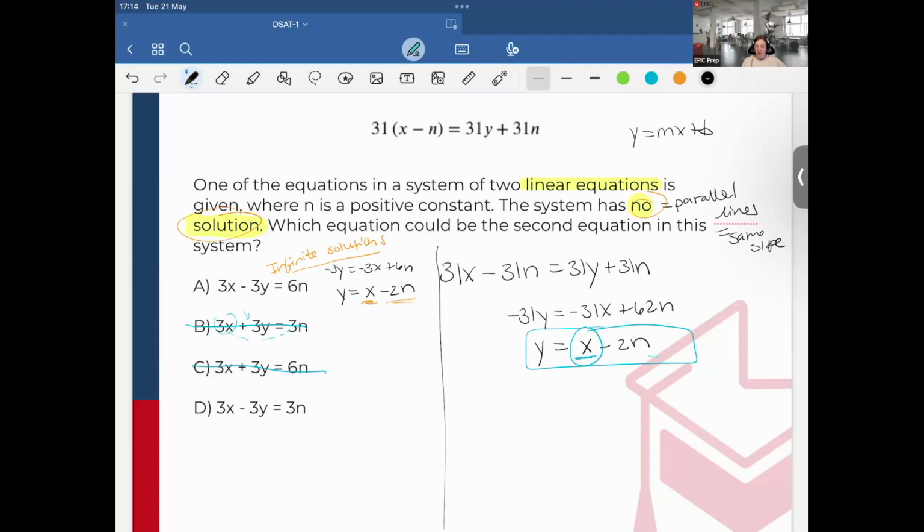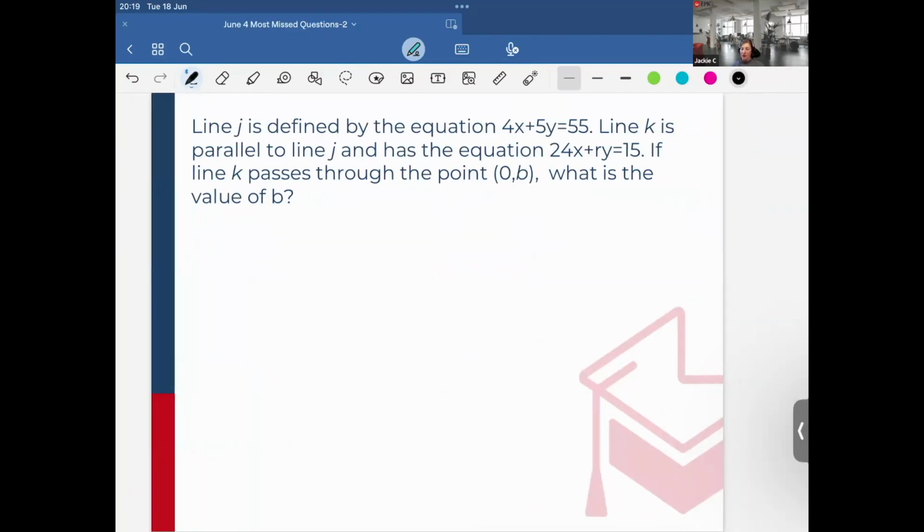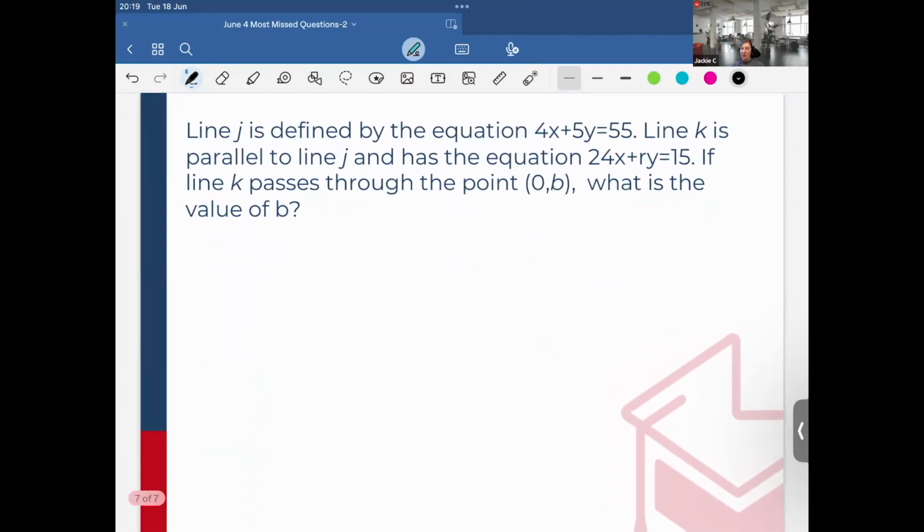Okay, so therefore it must be D. But just to show, negative 3y equals negative 3x plus 3n. Divide everything by negative 3. So I get y equals x minus n. And then I have the same slope, but different y-intercepts. And therefore, D is our winner. Isn't that amazing? Okay, and then the final question was this one.